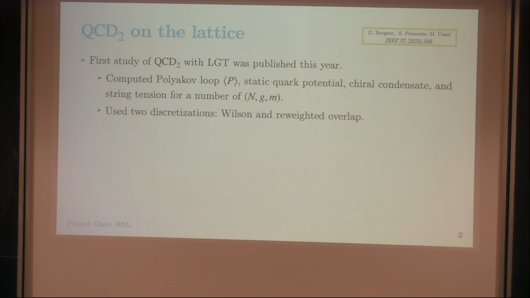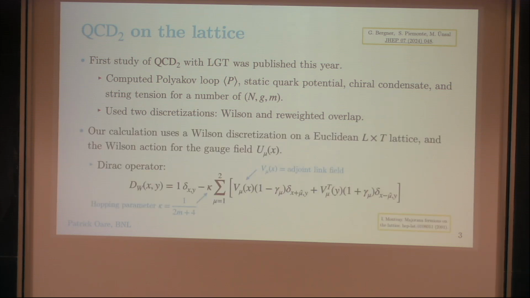From the lattice Monte Carlo perspective, the first study was published earlier this year in this really nice paper by Jörg Bergner, Stefan Piemonte, and Mithat Ünsal. They studied a number of different gauge observables for the theory using two different discretizations, a Wilson discretization and a reweighted overlap discretization. This talk is just going to focus on a standard Wilson discretization, although we're hoping to extend this to actions that have better chiral features, like overlap and domain wall, shortly.